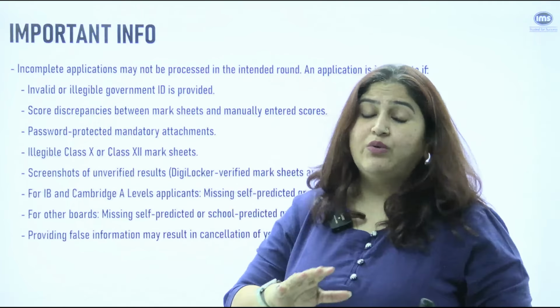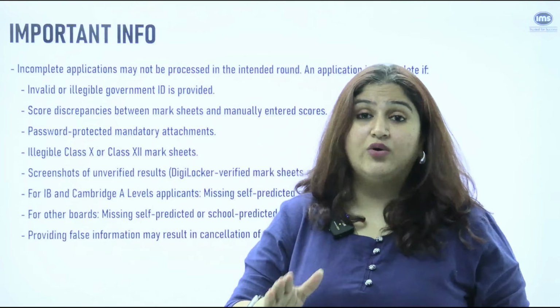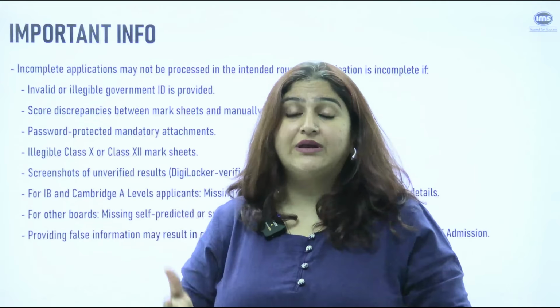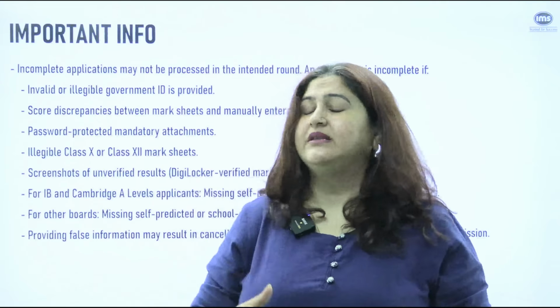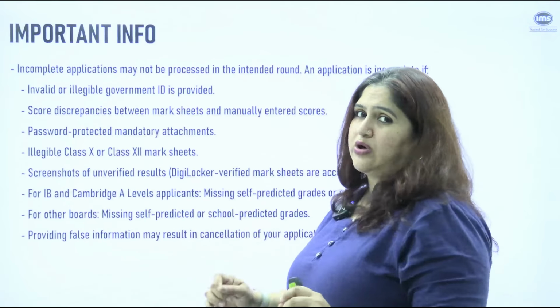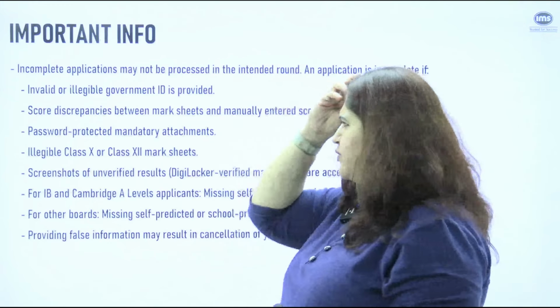Score discrepancies between mark sheets and manually entered scores. Whenever you are updating your scores, be very careful. Make sure that you are double checking your score. Make sure that once you have filled your form, somebody else is also running through the original documents and the numbers mentioned in the form. Password protected mandatory attachments. Do not give any password protected attachments. Just make sure that it's a normal PDF that is going there.